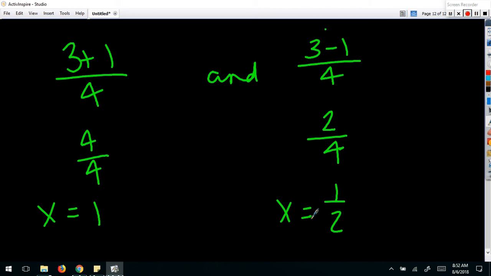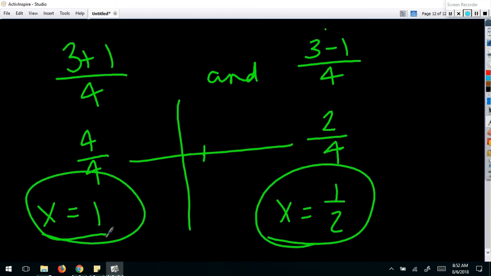So what this is telling me is I have this parabola, and even if I know nothing else about it at this point, I know that at 1 and 1/2, this is where it's crossing the x-axis. These are the intercepts there, okay? So my 2 solutions are here.